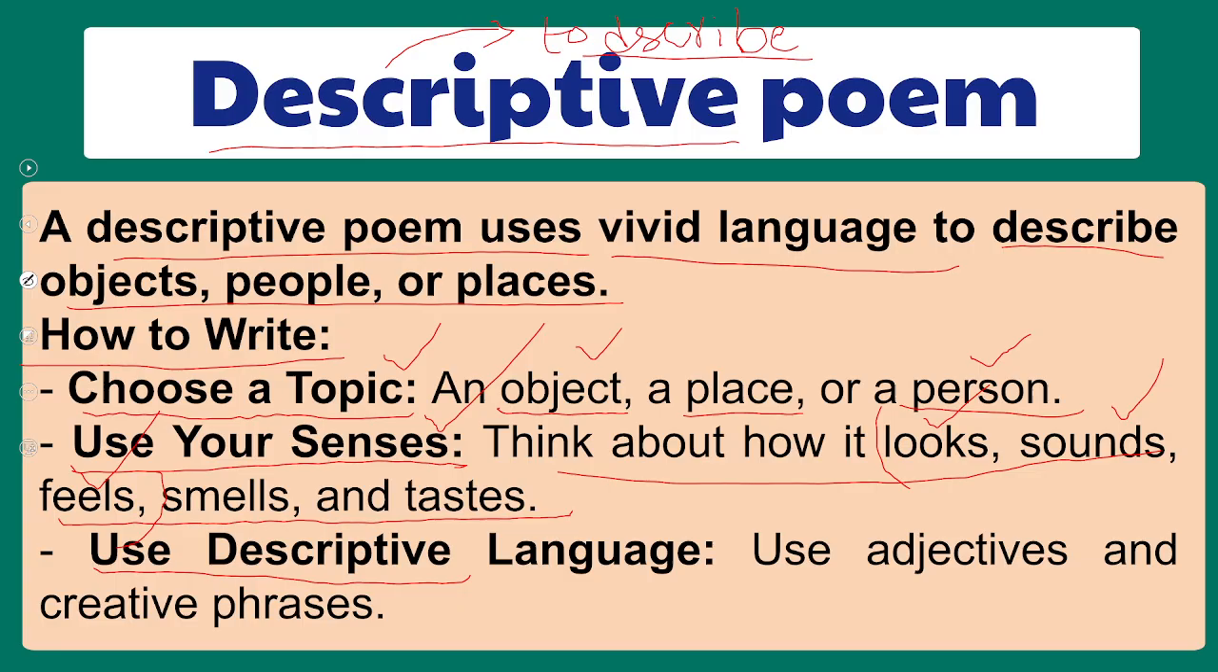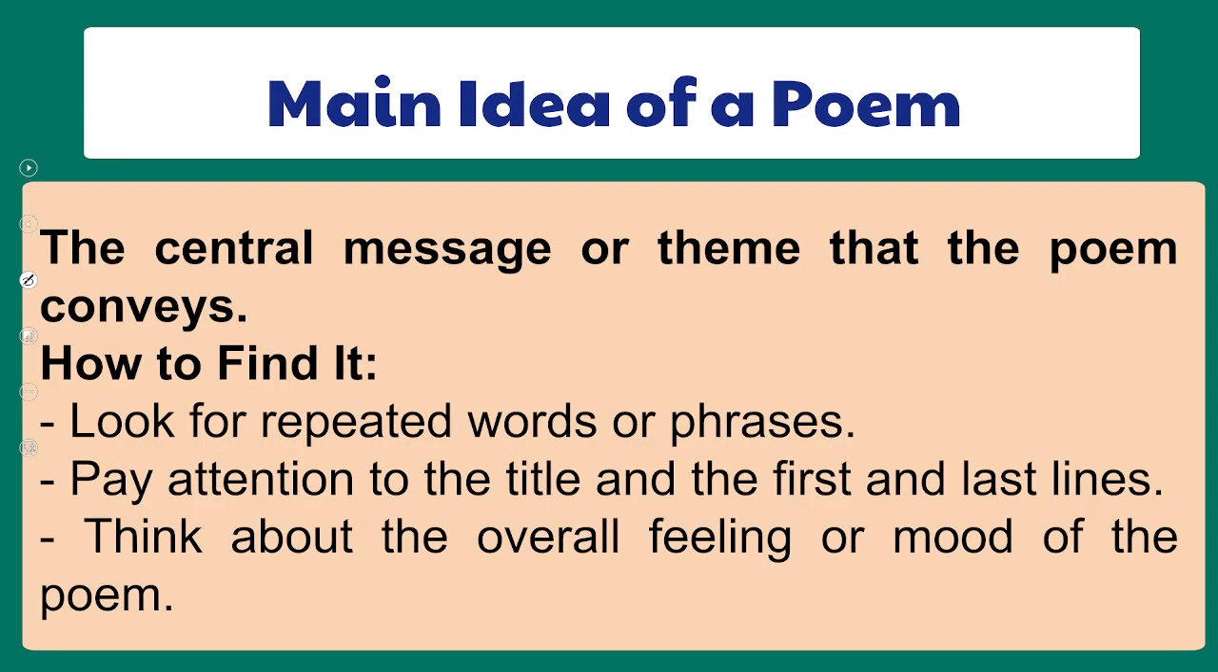So this is how you have to write descriptive poems. You have to use descriptive language, use some adjectives to tell how someone sounds, how someone looks, how someone smells, and use creative phrases to make your poem interesting. I hope you have understood how to write the descriptive form. Let's go to the second SLO.